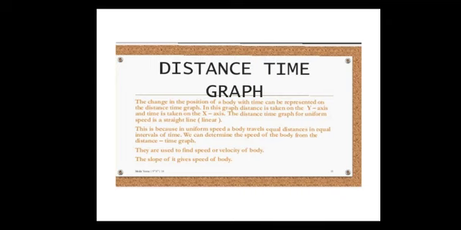The distance time graph for uniform speed is a straight line. We are talking here about speed, as we know that distance per unit time is known as speed. So by using these graphs we can also calculate the speed. This is because in uniform speed a body travels equal distance in equal intervals of time, so we can determine the speed of a body from the distance time graph. They are used to find speed or velocity, and the slope of it gives the speed of the body.